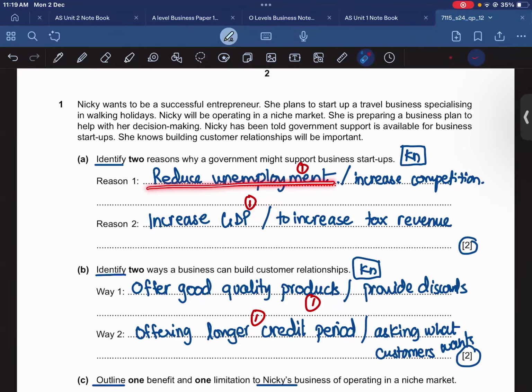So over here, it reduces unemployment. This will get you 1 mark. It increases the competition in the market. This can also get you 1 mark. It increases the GDP of the country. That can again get you 1 mark. And to increase the tax revenue, again, you can get 1 mark for this. So basically, these are the 4 reasons that I have written, which might be included in this answer. Out of these 4, you can write any 2 and get your 2 marks.